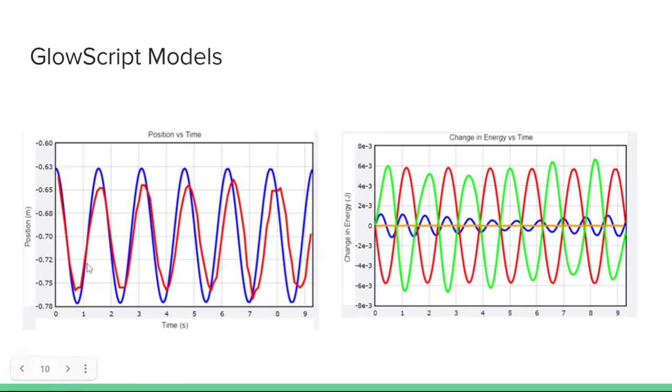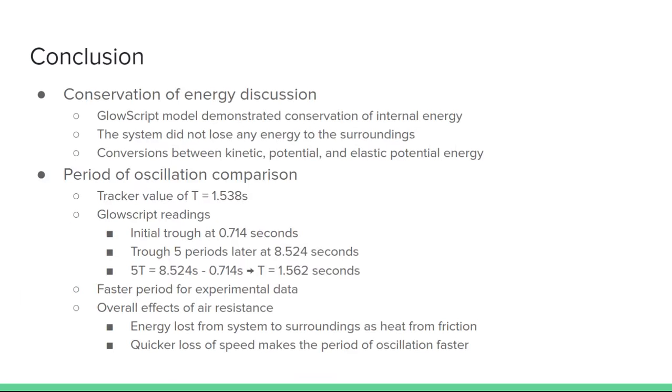So for the positional data, you can see that it does mostly resemble the same. However, it seems to be dampened for the real world data in the sense that the oscillations are not as large. And also for energy in the GlowScript model, you can see total energy is conserved, while there's a trade-off between both of the potential energies and kinetic energy, where they are both at 0, the kinetic energy is at a maximum. So overall, the energy has been conserved from the system as evidenced by this orange line.